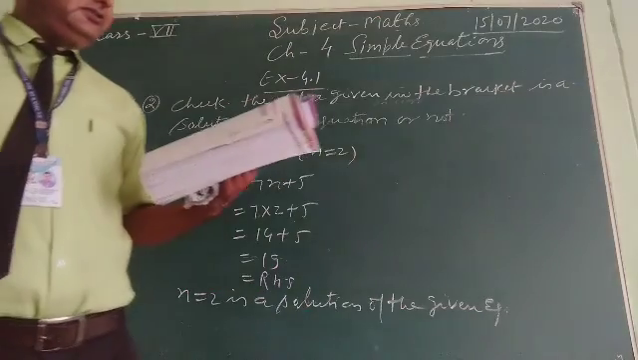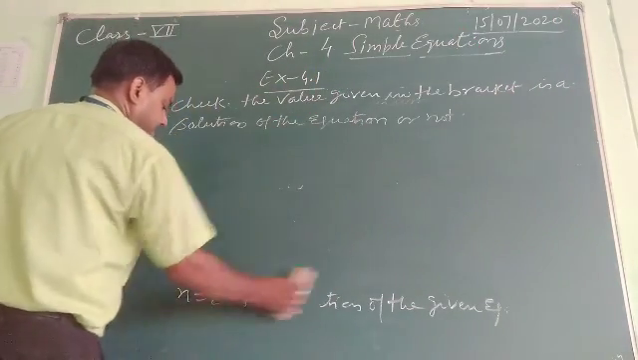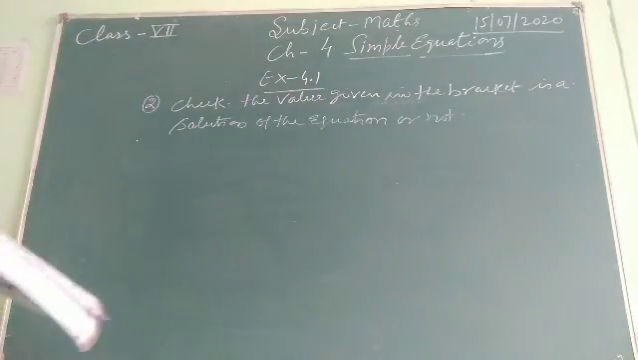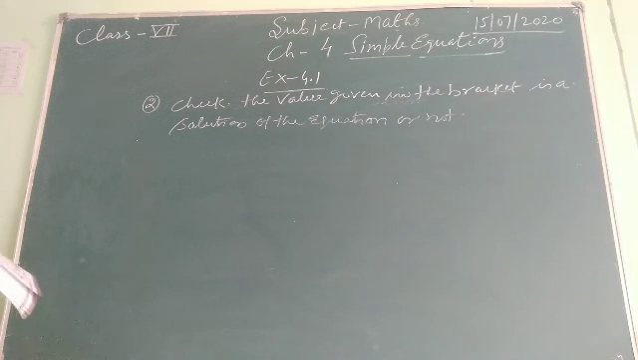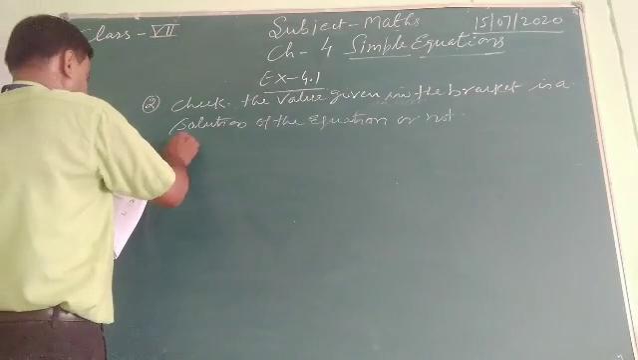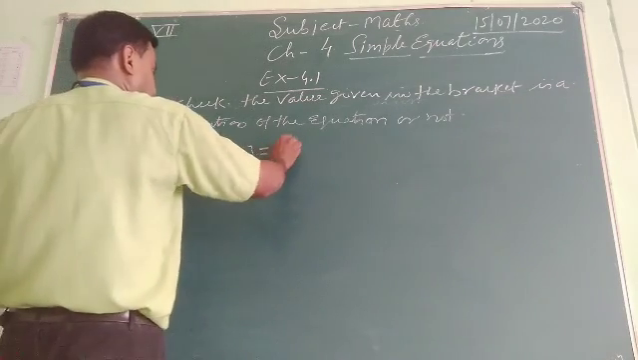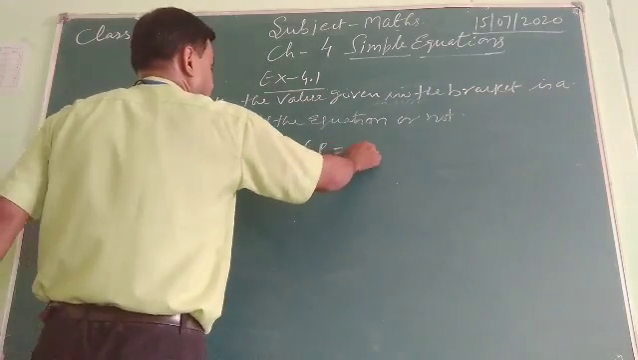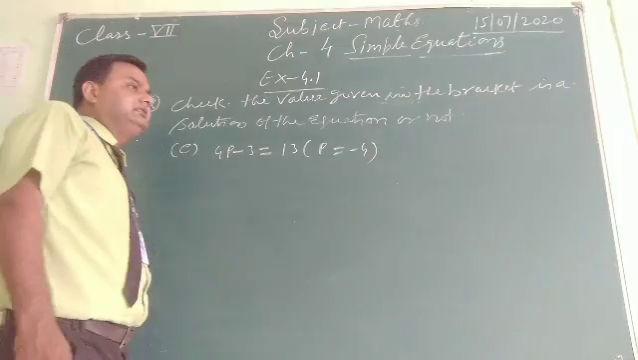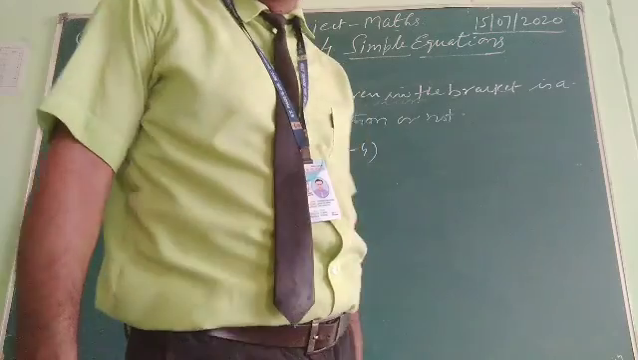Now the next part is E part. Question number 2, E part. E part is 4p minus 3 equal to 30, p equal to minus 4. So we must check whether p equal to minus 4 is a solution or not.